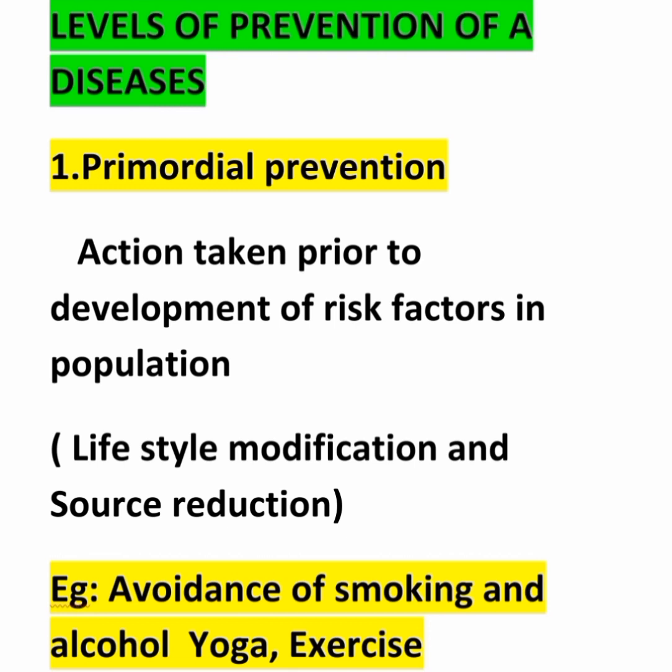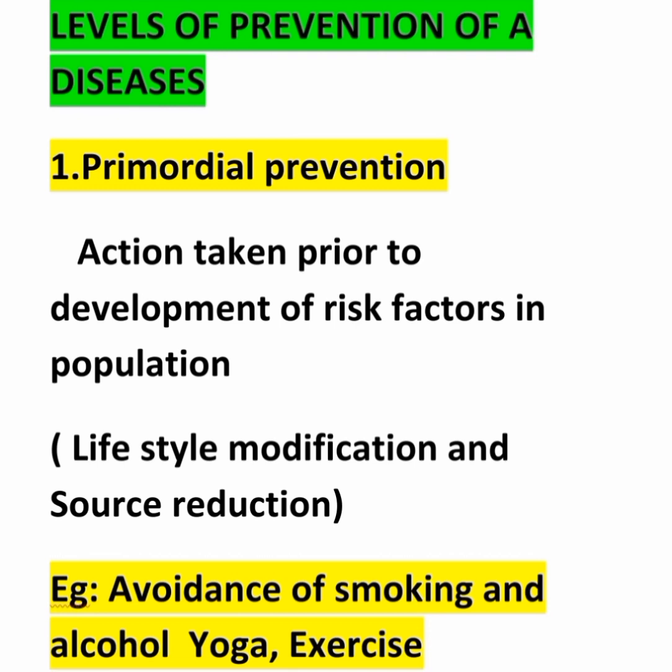First one is primordial prevention. Primordial prevention means action taken prior to development of risk factors in a population. So we have to take some action to prevent the development of risk factors, for example diabetes, hypertension, obesity and so on. We have to do some measures, that is lifestyle modification, avoidance of alcohol, exercise, yoga. These are the methods to prevent development of risk factors. That is called primordial prevention.